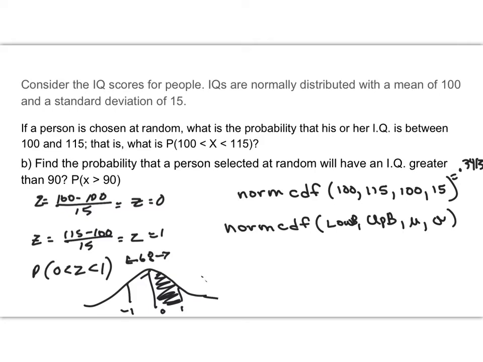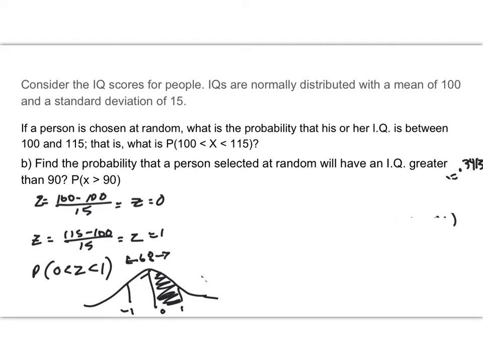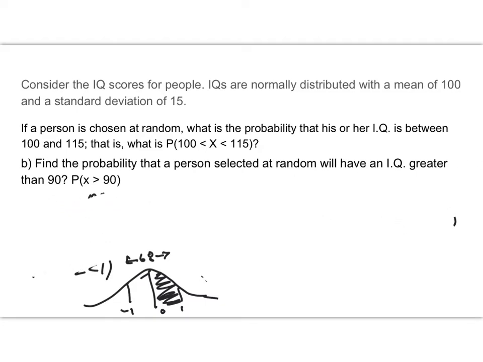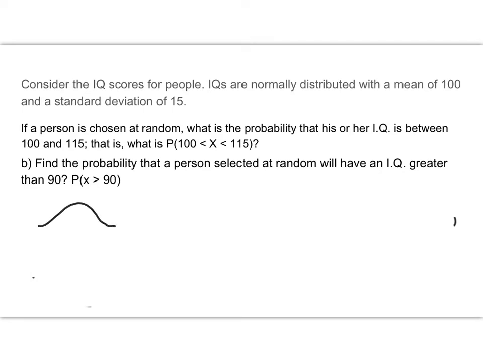Okay, so let's erase all of this and do the last part of the problem. Find the probability that a person selected at random will have an IQ greater than 90. So draw yourself a curve to keep track of what you're looking for. I know that the mean is 100, that comes from up here. I know that the standard deviation is 15, so 90 is less than 100, and I'm looking for greater than, so that's to the right. That's going to help you set this up.